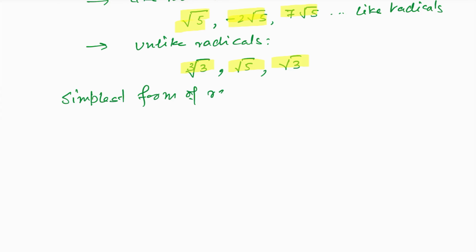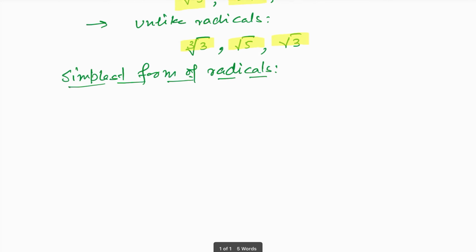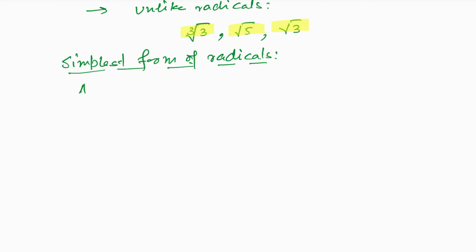Okay, so now the simplest form of radicals. It's very important. The simplest form means where we can leave our answer. So part A: an nth order radicand does not contain an nth power of any integer in its factors. Listen again: an nth order radicand does not contain an nth power of any integer in the factors.